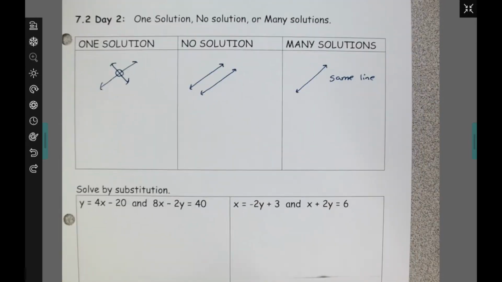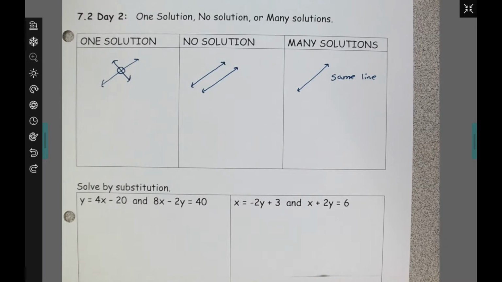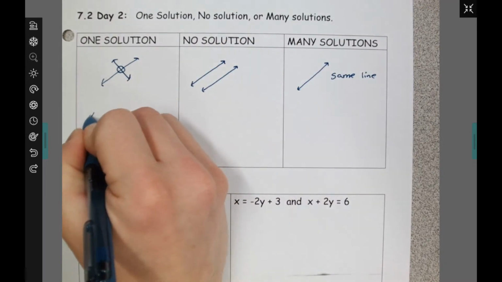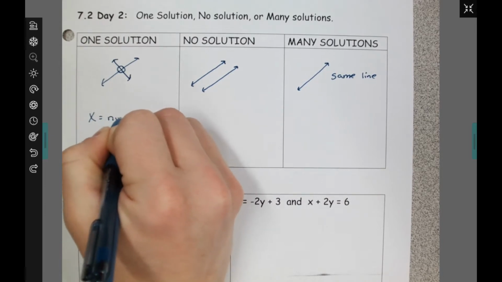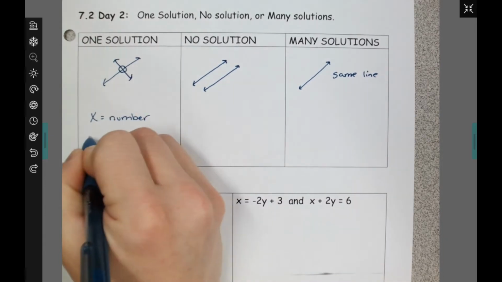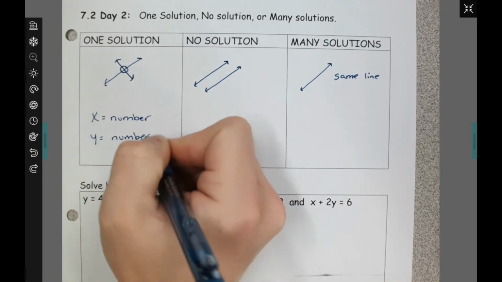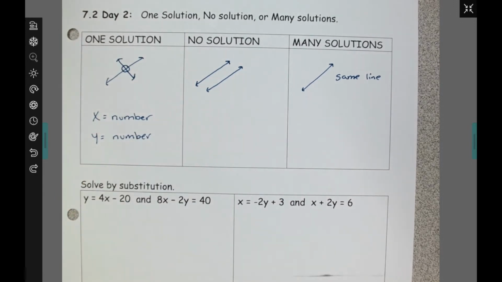Okay. For substitution, it's a little different. Substitution, you're going to have one solution when we're able to go through all four of our steps and we have x equals a number, y equals a number. Okay, so those are the ones we've been doing now for like 2-3 days. The no solution, many solutions are going to be where the issues pop up.